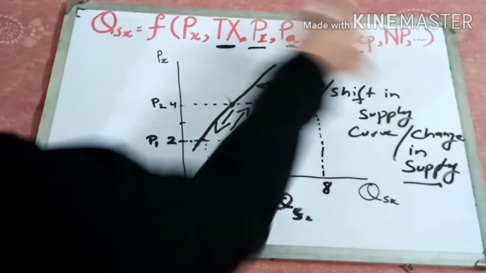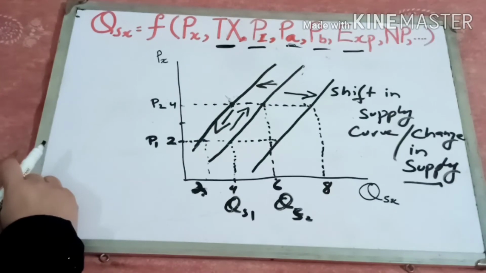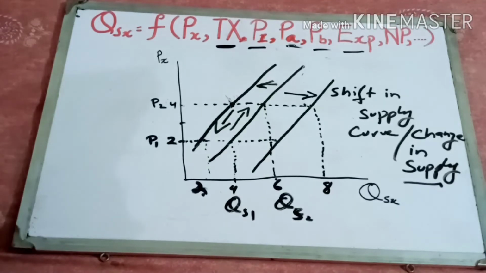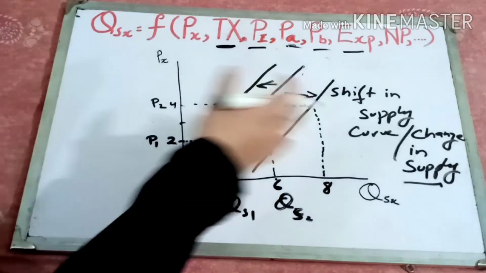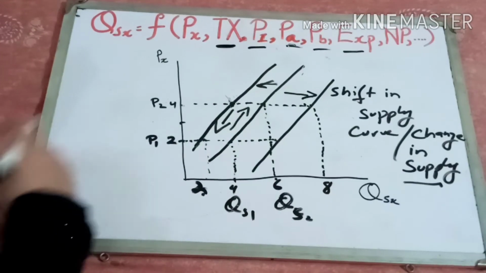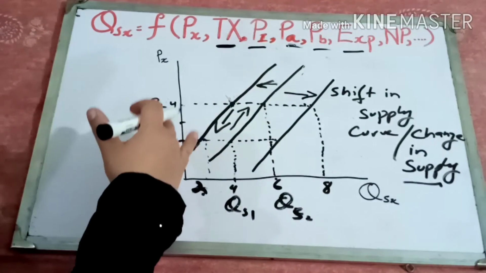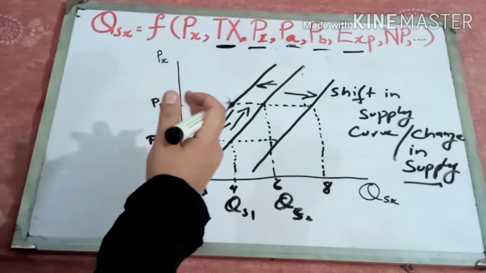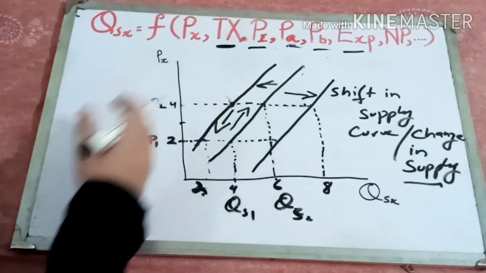Now, producer expectations. If the producer expects lower prices, it will cause the supply curve of a good to shift to the right. The supply increases in anticipation of lower prices in the future. The opposite holds if producers expect prices to increase: there would be a smaller current supply than without those expectations.